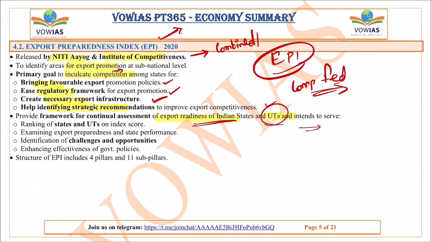It also identifies various challenges and opportunities for the states to tap upon. This becomes very important, because the states will now know where they can enhance, where they can become more productive, or in which areas they can tell companies to come and invest. The structure of the index includes 4 pillars and 11 sub pillars.